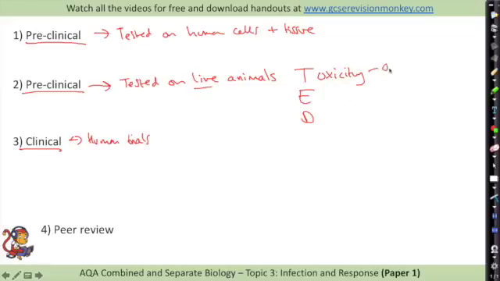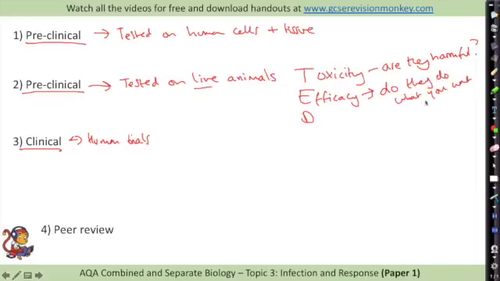So you're seeing whether they are harmful. Are they causing the cells to be damaged, or are they causing healthy tissue to be damaged? Efficacy. Do they do their job? Are they doing what you want them to do? And the final one, dose. What concentration do you need to use for it to be effective? Okay, so toxicity, efficacy, and dose.